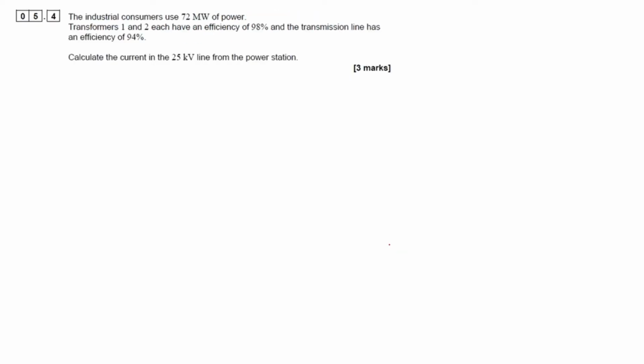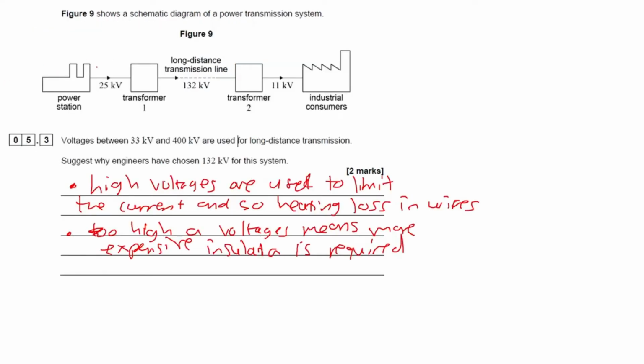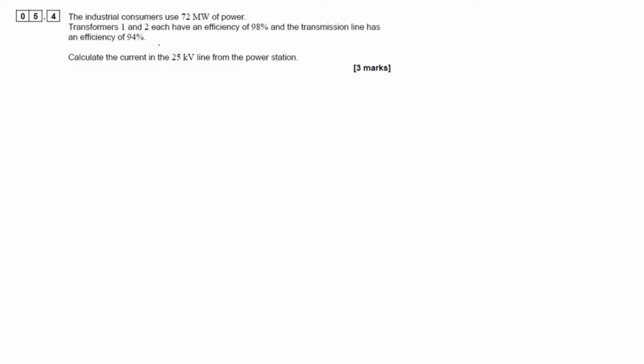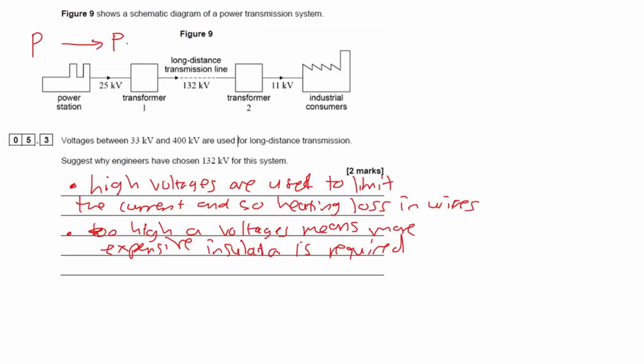This final question, we have to think about the current in the 25 kilovolt line of the power station. So this is the very first transmission line, this 25 kilovolt line over here. And so there's a power that is coming from the power station here. And as it goes through each of these points, so like this transformer here, when it gets through the transformer, it says in the question that the transformer has an efficiency of 98%. So the power actually goes down by this much. So whatever the initial power was here, it becomes times 0.98 when it goes through this first transformer.